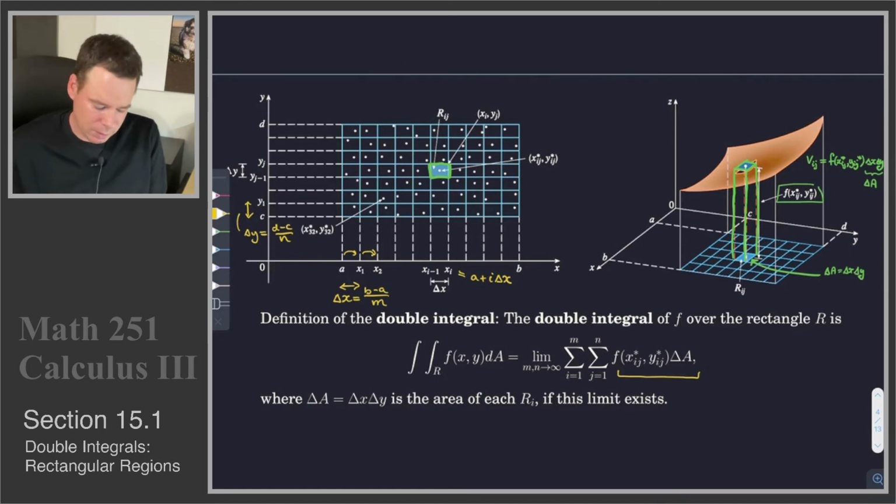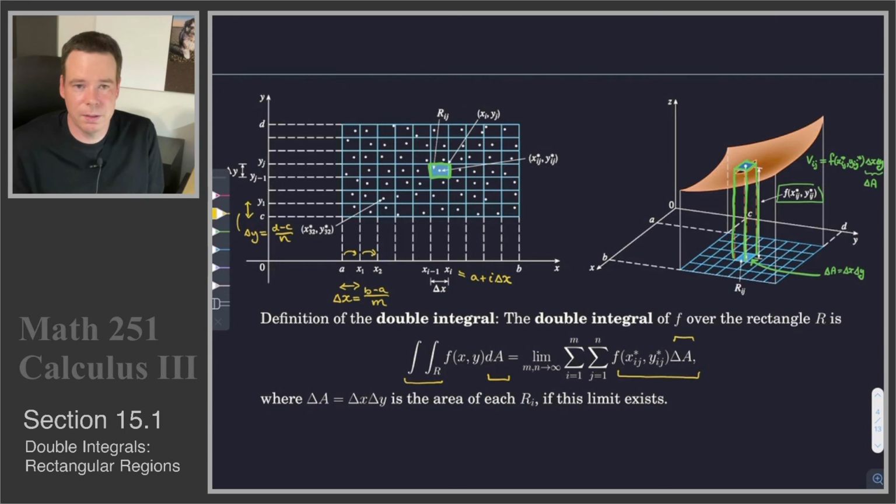If we take the limit as m and n go to infinity, or as the number of boxes go to infinity, then we get the exact value of the volume, which we call the double integral. And so there's our double integral notation. Two integral symbols with the name of the region we're integrating over down below, that's the R, and then our function, and then we've got our dA. dA is analogous to this delta A, which was delta x times delta y, the area of each rectangle.